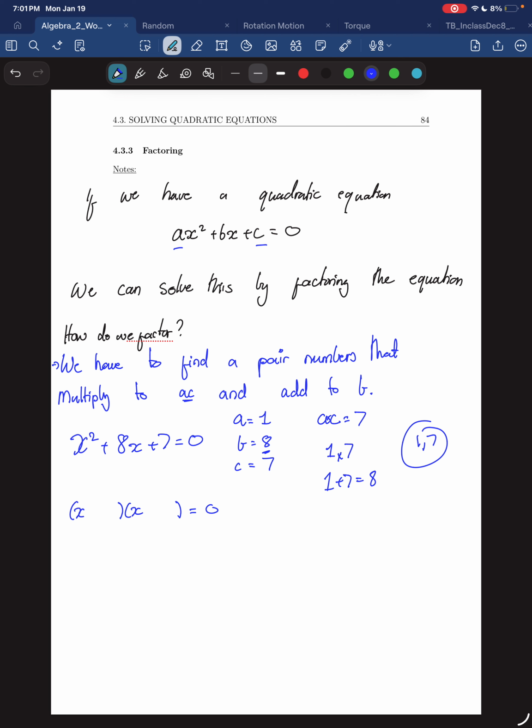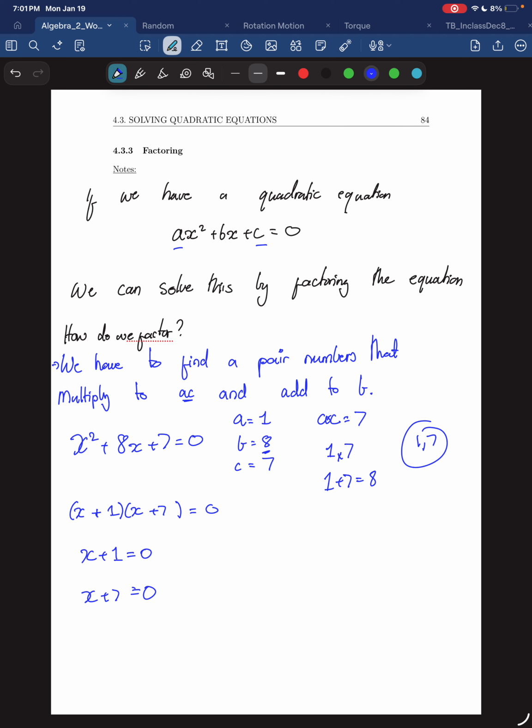I basically just place them in my equation. x plus 1, x plus 7 equals 0. And boom, I have an equation that I can solve. Now how do I find my roots here? Well, I can divide it into two equations: x plus 1 equals 0, and x plus 7 equals 0.